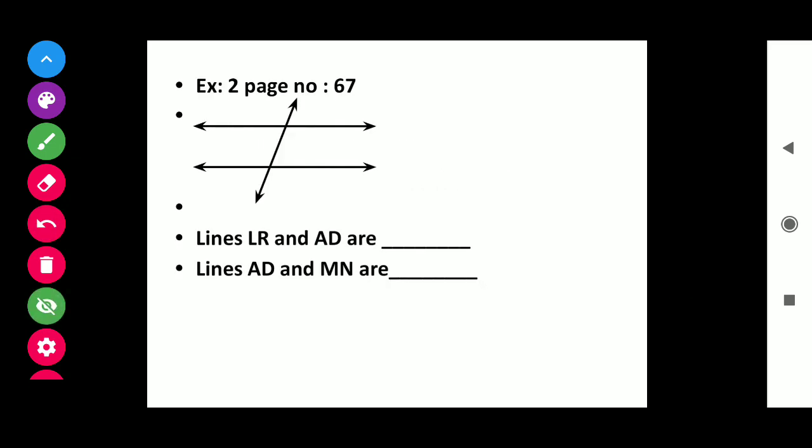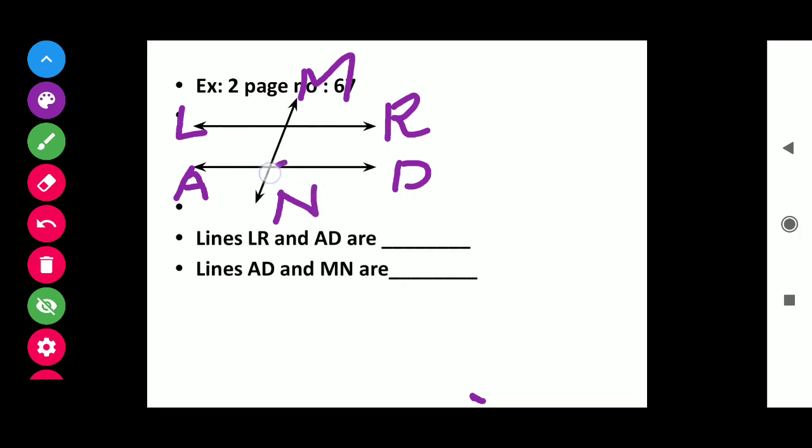The next one: here lines are given and now you have to find out what is the relation between lines LR and AD, and what is the relation between lines AD and MN. These are the line LR. These are the line AD, and these are the line MN. Now AD and MN have one common point, called P.